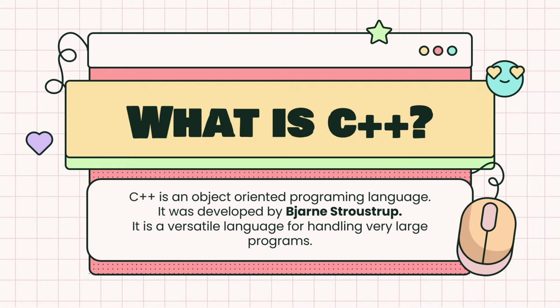What is C++? C++ is an object-oriented programming language, which is derived from the C language. C++ has various features which make this language object-oriented programming.